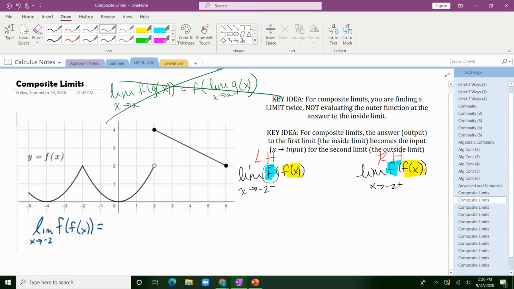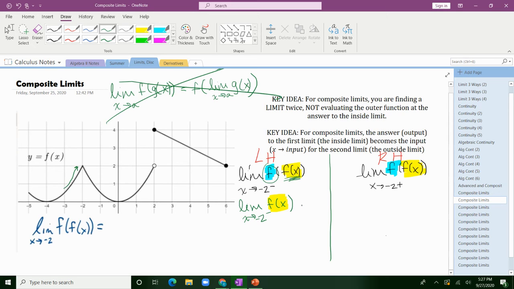So I'm going to do a left-hand limit and a right-hand limit. So let's start with the left-hand limit first. And we are still going to start on the inside here. I'm going to do the limit of f of x, the inside one. So again, I'm doing yellow here. The limit as x approaches -2 from the left of f of x. So we're not even looking at the blue outside one yet. We're just focusing on the inside one. So the limit as x approaches -2 from the left.